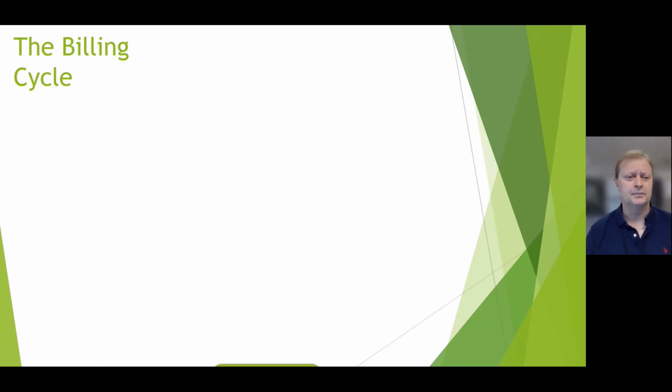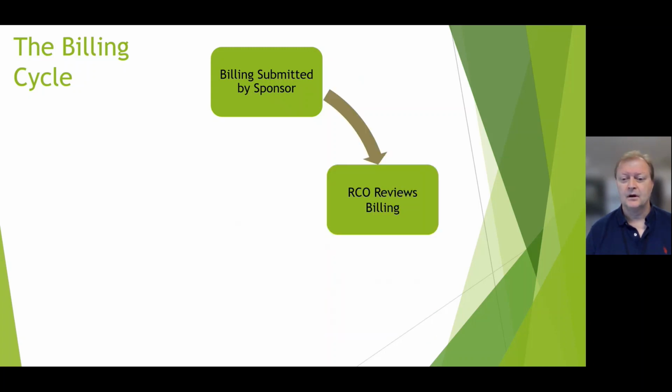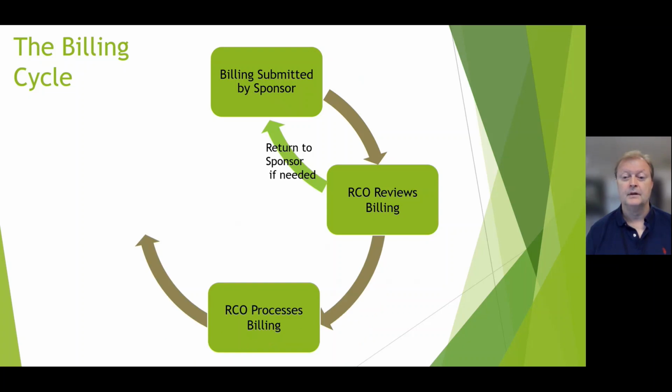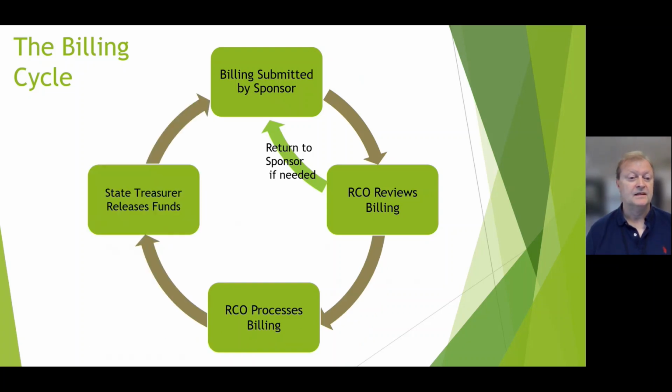Now let's overview the billing cycle. Start with a billing submitted by the sponsor. RCO reviews the billing. The bill may be returned if changes are needed or approved and sent forward. RCO will process the billing. The State Treasurer releases the funds, and the direct deposit or warrant, in other words, check, will show up based on the SWV, and you get paid.